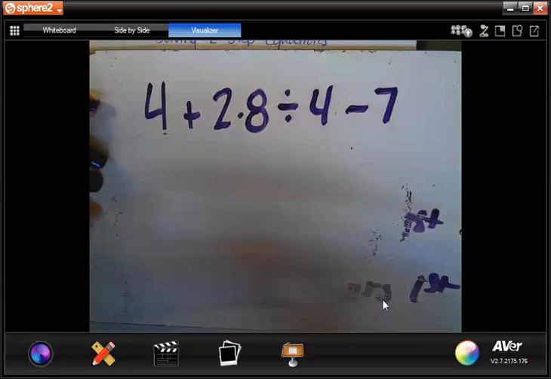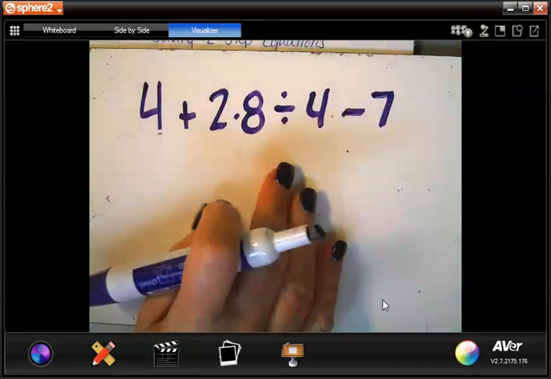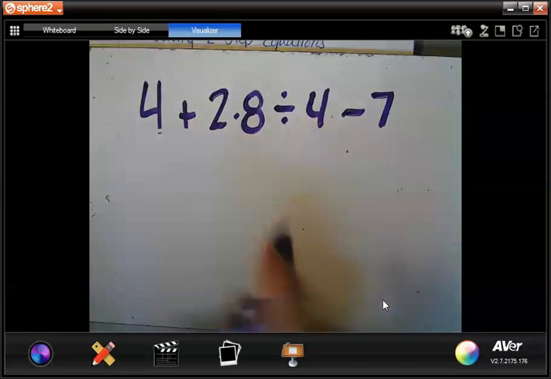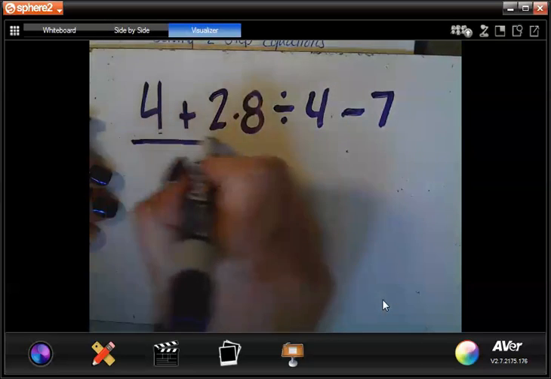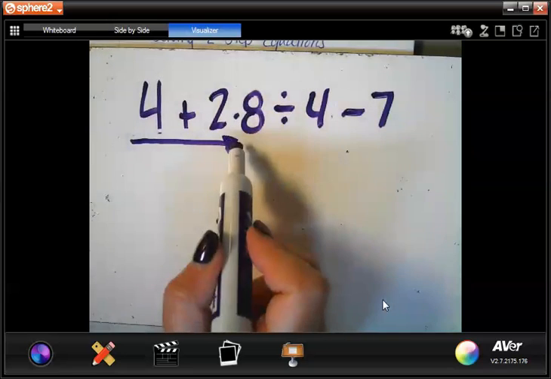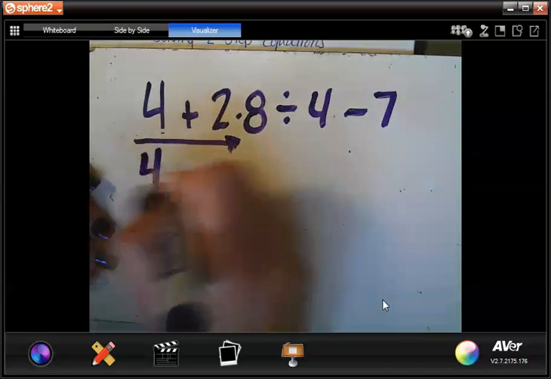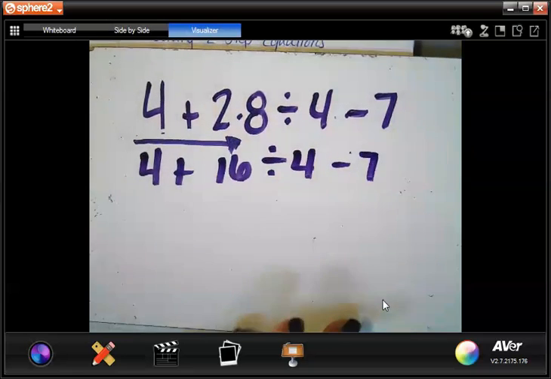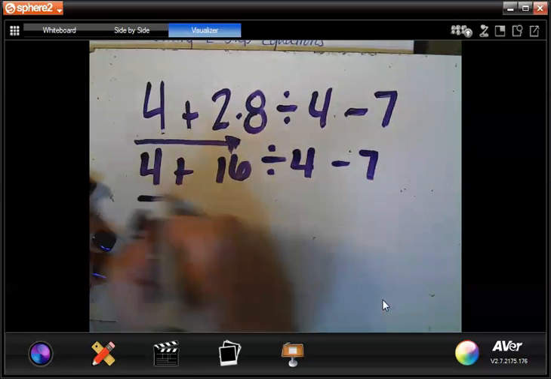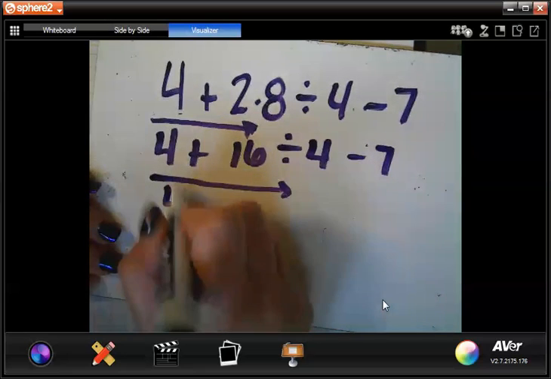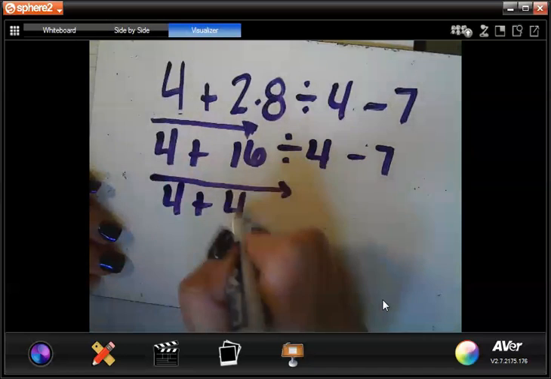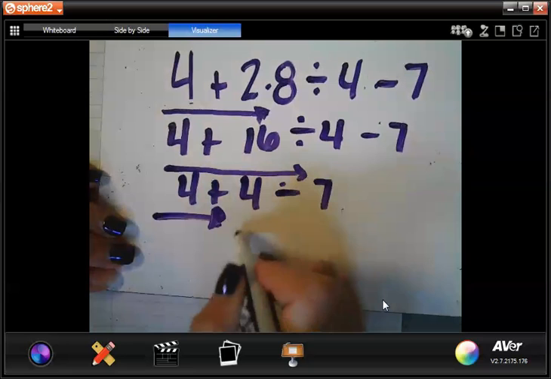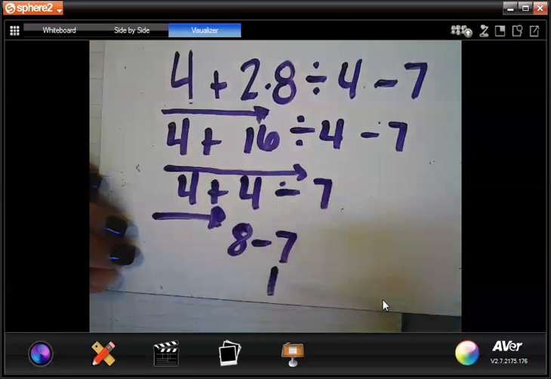Okay, so that's how we learned to solve problems way back in the day. If we look at this problem, I don't see parentheses, I don't see exponents, so now we go to multiplication or division. Right here I see multiplication, so I'm going to simplify this part and move on. Now I look for division. So 4 plus 16 divided by 4 is 4, minus 7. Now I go to addition, so I get 8 minus 7. My answer comes out to be 1.